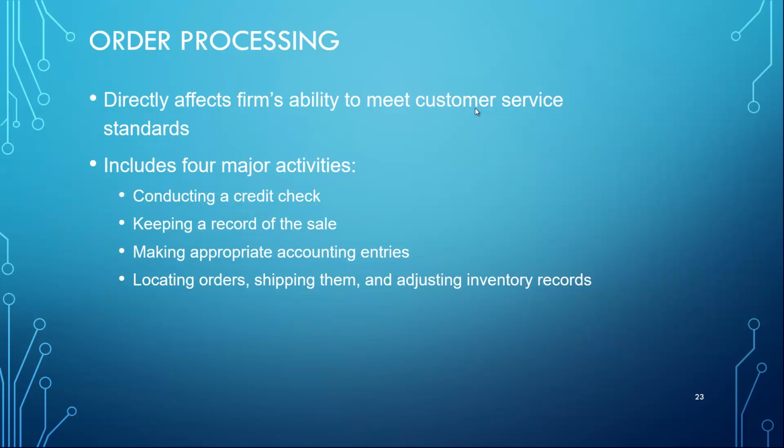Order processing directly affects firms' ability to meet customer service standards. It includes major activities: conducting a credit check, keeping a record of the sale, making appropriate accounting entries, locating orders, shipping them, and adjusting inventory records. You subtract the item that's been shipped from inventory. Order processing will be addressed in a separate session.